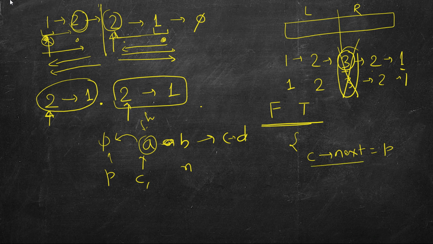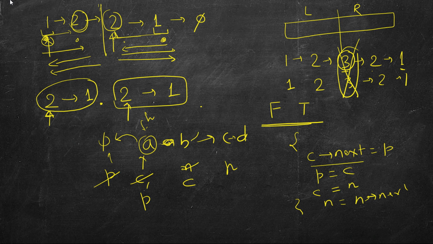After doing this, we move previous here, current here, and next here. Again, previous is current, current is next, and next is its next. And we keep on doing this. And again, we will do the same thing. Current's next is previous.